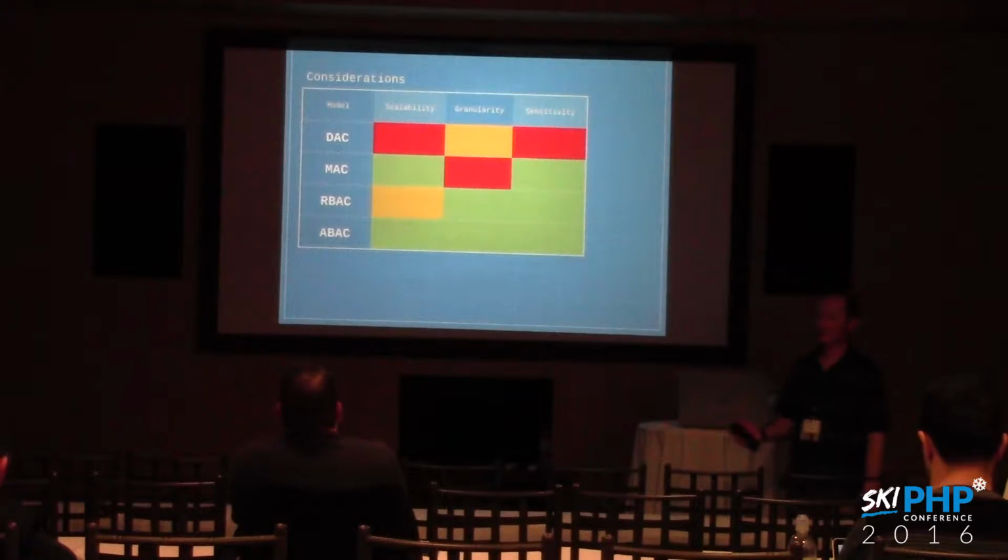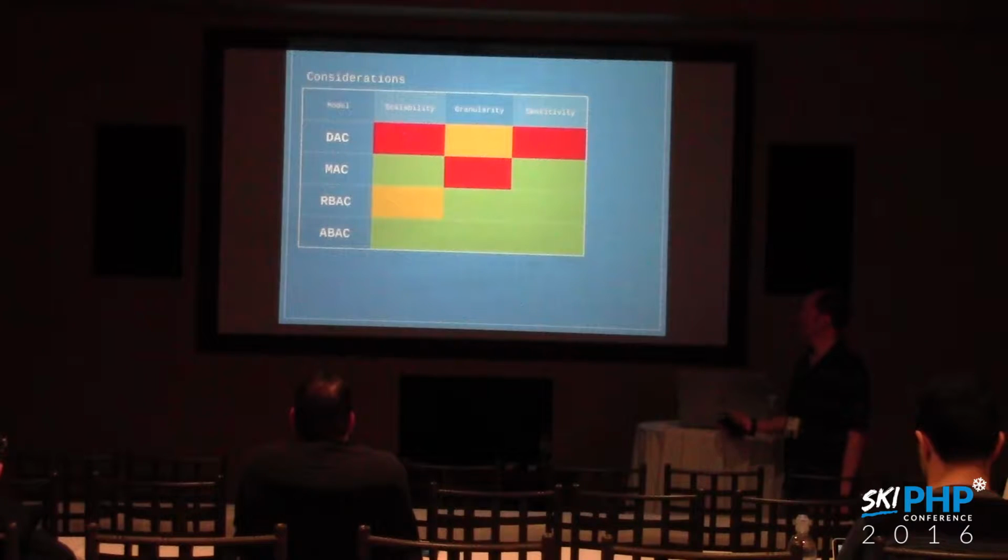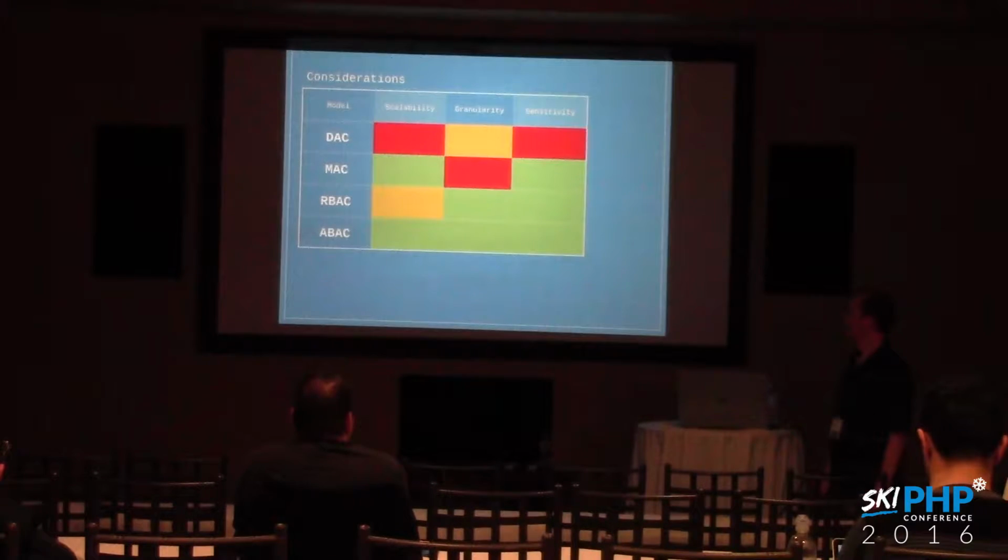But then we get to the benefits of each one. So discretionary, scalability is terrible. It's fine if you have a small system, few users, few resources. It may be the best because you don't have a lot to worry about. It may be the easiest. And I've seen various situations where it wasn't the best choice. That's perfectly fine. Granularity is questionable.